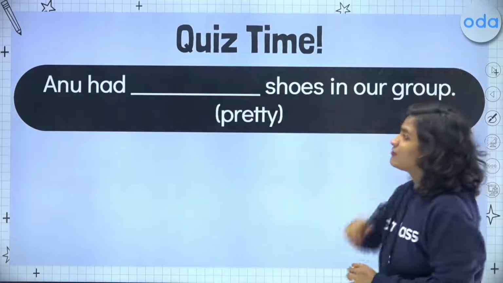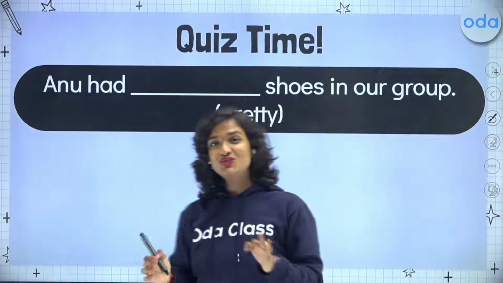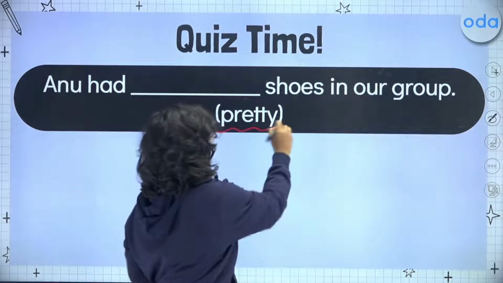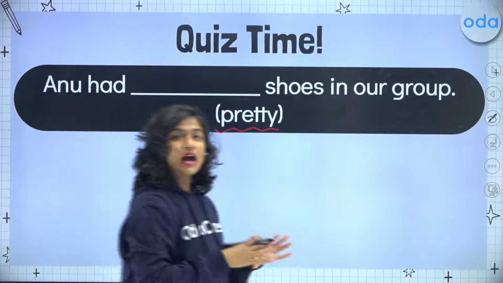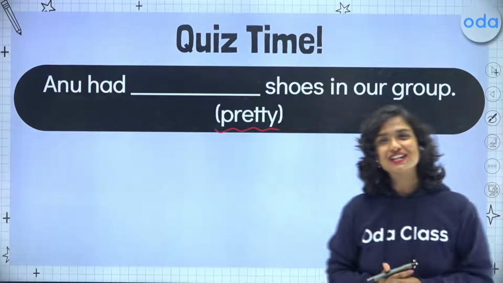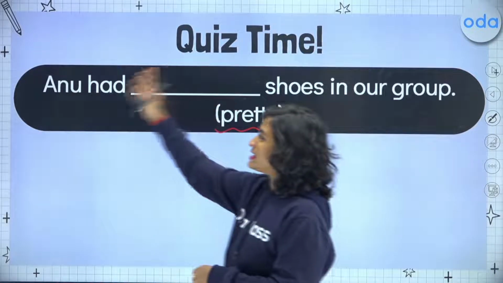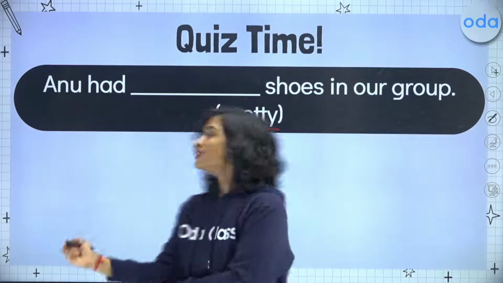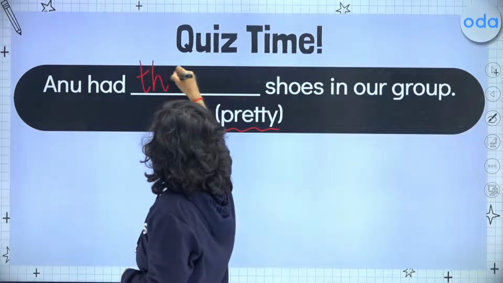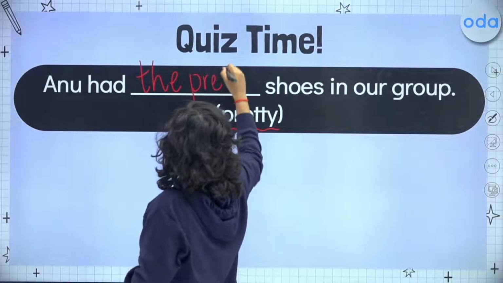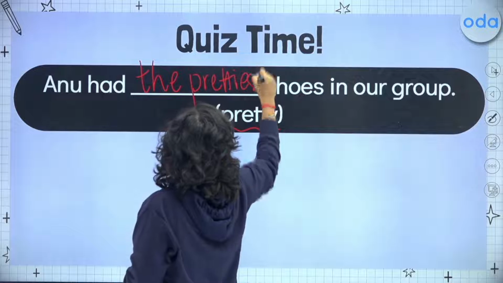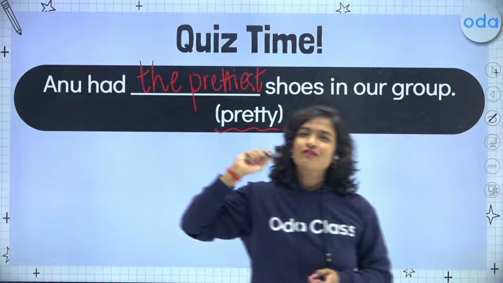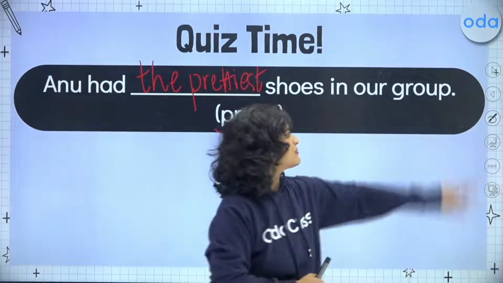Next up, we have Anu had blank shoes in our group. And the adjective to be used is pretty. Anu had blank shoes in our group. So clearly we are comparing Anu's shoes with those of everybody else in this group. So we just say Anu had the prettiest shoes in our group. Superlative degree, keyword, followed by our superlative adjective.